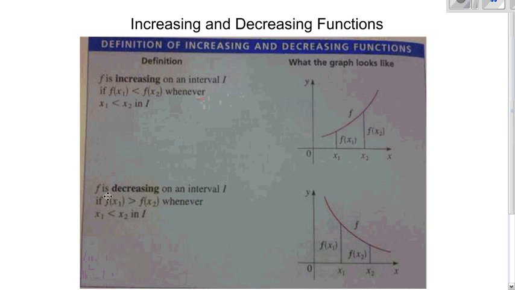Alternatively, f is decreasing on an interval if f of x1 is greater than f of x2, if the outputs are bigger for the smaller inputs, basically, is what it says. So again, it has basically a negative slope. So increasing is a positive slope, decreasing is a negative slope.